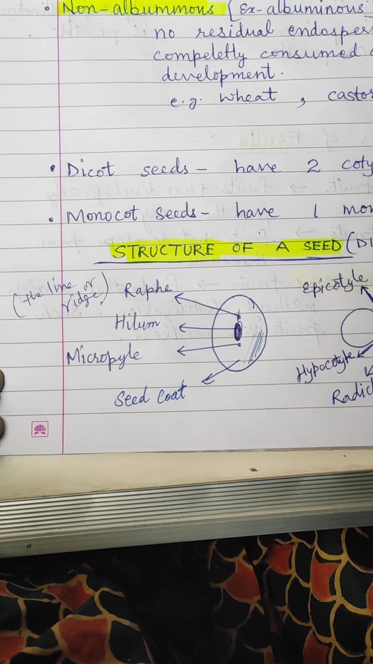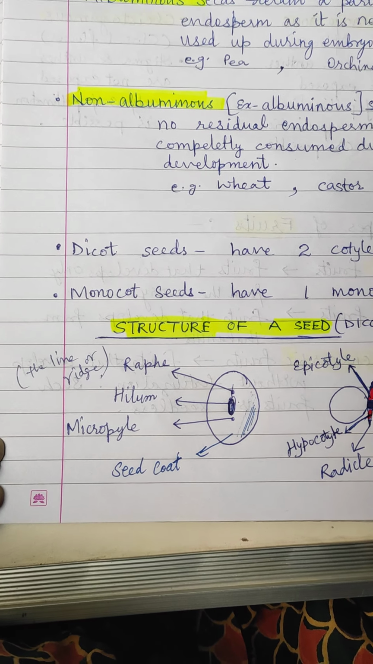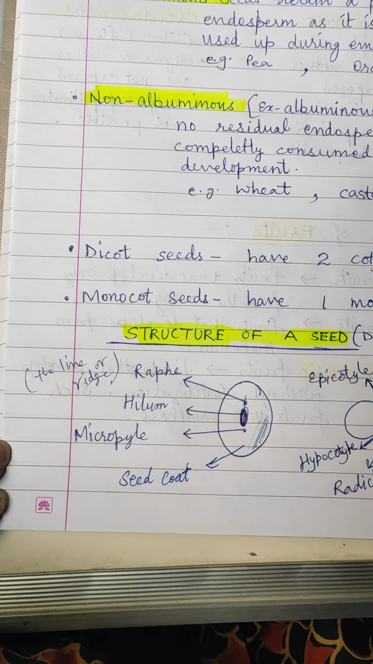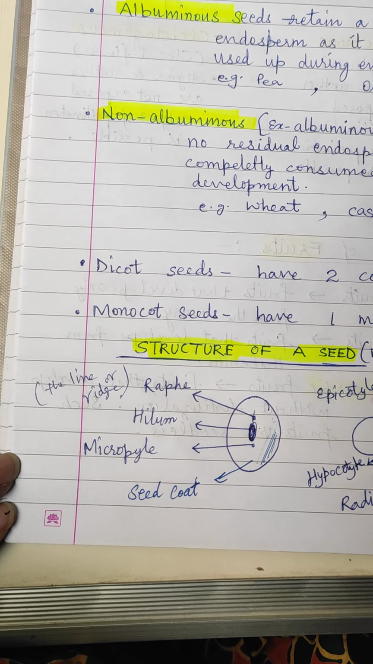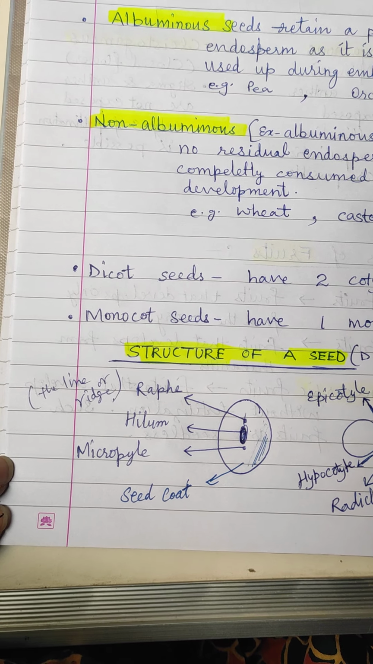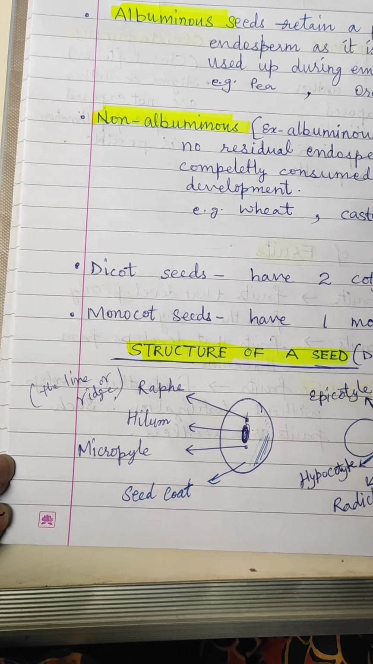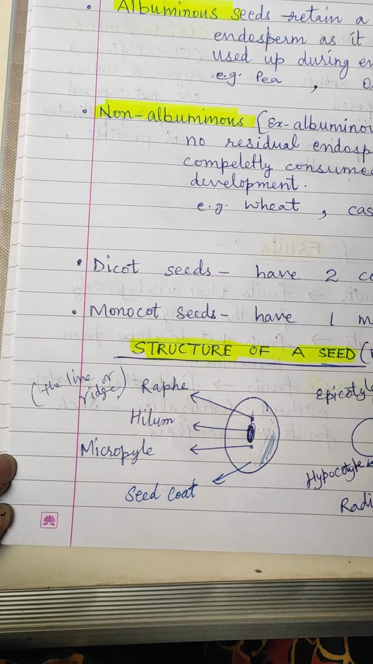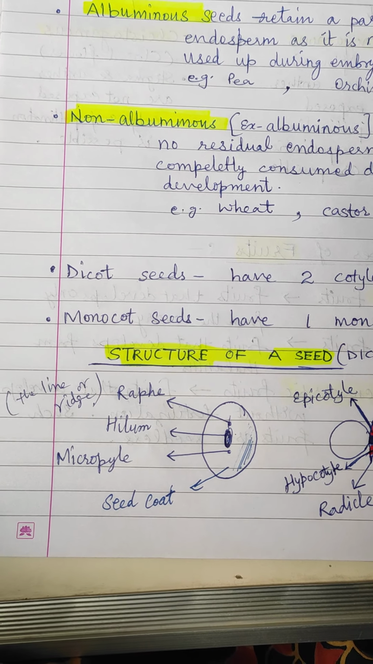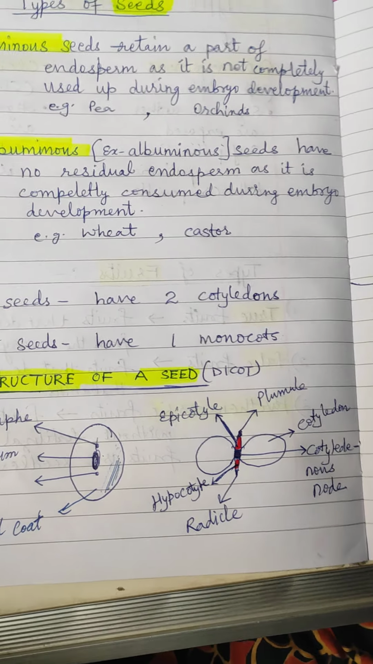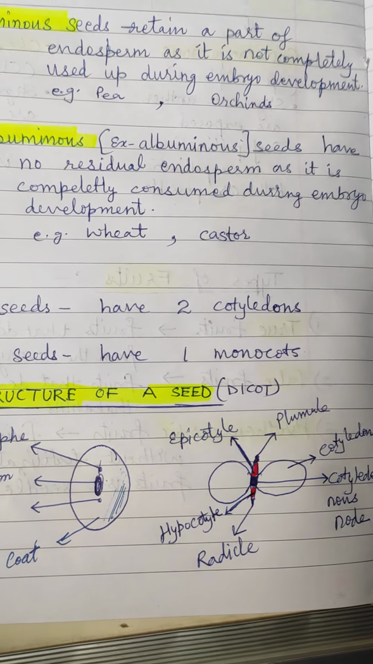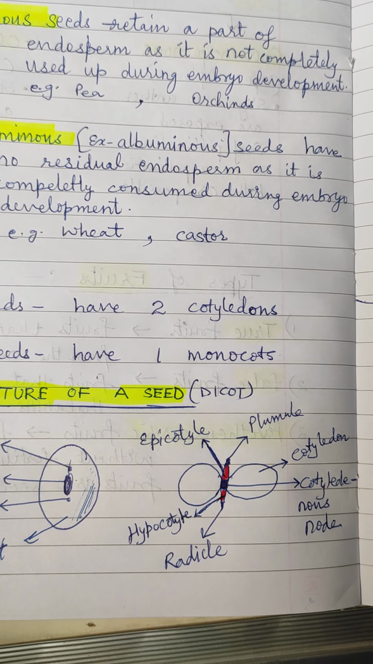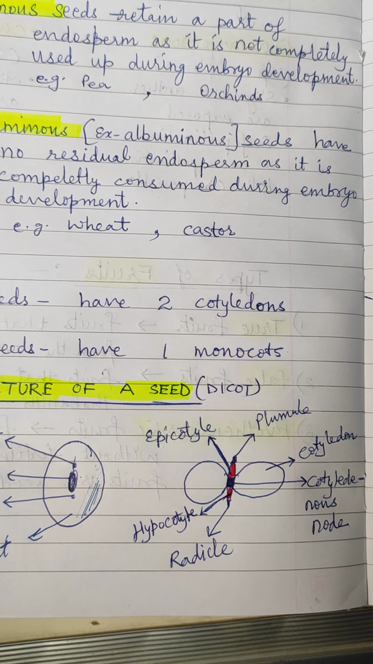Now structure of a seed. From outside, when we see the seed, we can see seed coat, then a scar-like structure, hilum. There is a ridge, a line, raphe, and below hilum we can see micropyle. If we open the seed, what we find in a dicot seed is two cotyledons are present, and an embryo is present.